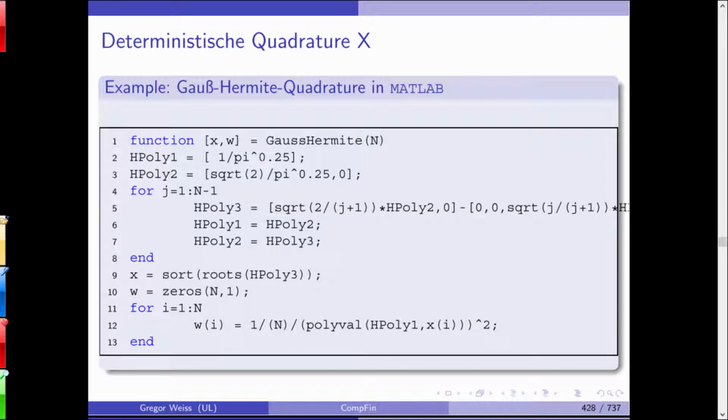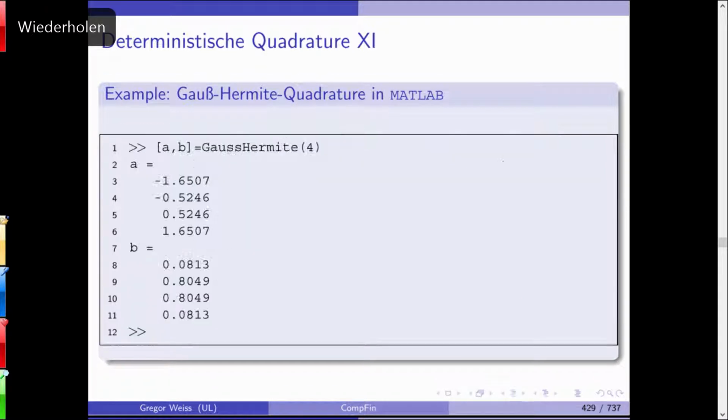Then W is just a vector of zeros, and we'll fill this vector with the weights. Here for i equal to 1 to n, Wi is equal to 1 over n over the value of this polynomial, H poly 1 squared, at the roots. And here we are calculating those weights. Those are the weights, and these are the nodes. And then the quadrature is obviously just the sum of the weights times f at x. And this is what we do next.